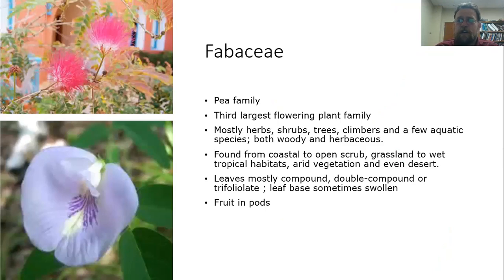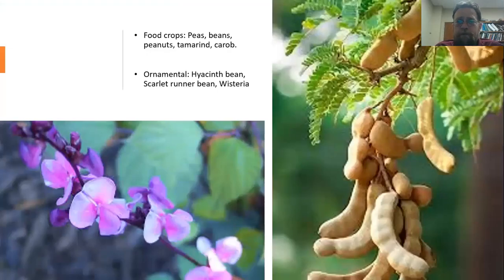The Fabaceae are another really important group. This is the third largest flowering plant family. Probably the easiest distinctive feature is the pods that they produce. So you can think of bean pods or pea pods. Most of these are herbs and shrubs, but there's just a wide diversity in this family. They're found all over the place. And there are all sorts of food crops from peas and beans. I had an interesting experience recently with tamarind. I had not ever had fresh tamarind. I encourage you to give that a try because it was actually really tasty.